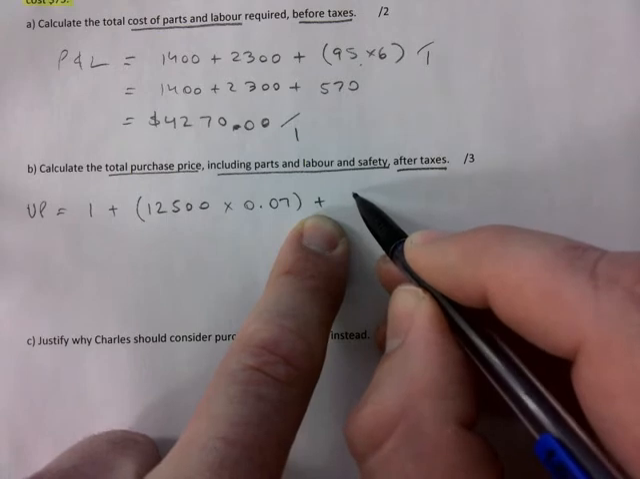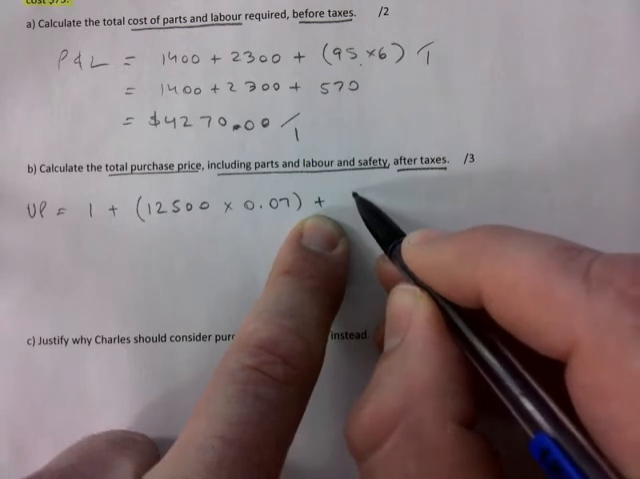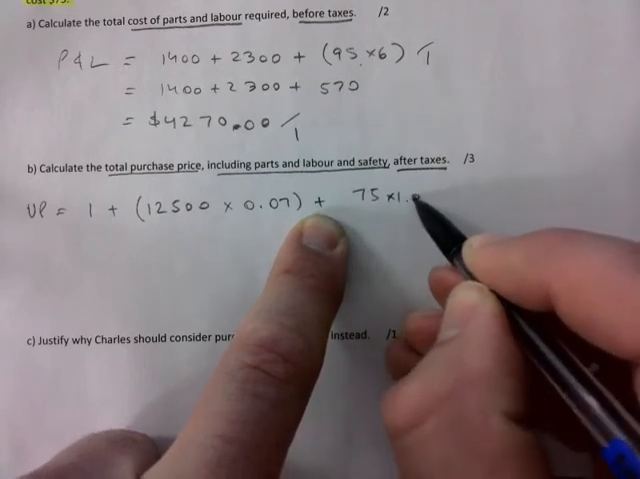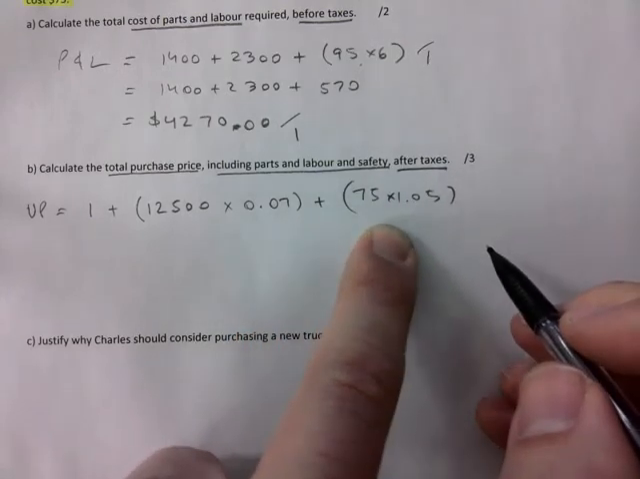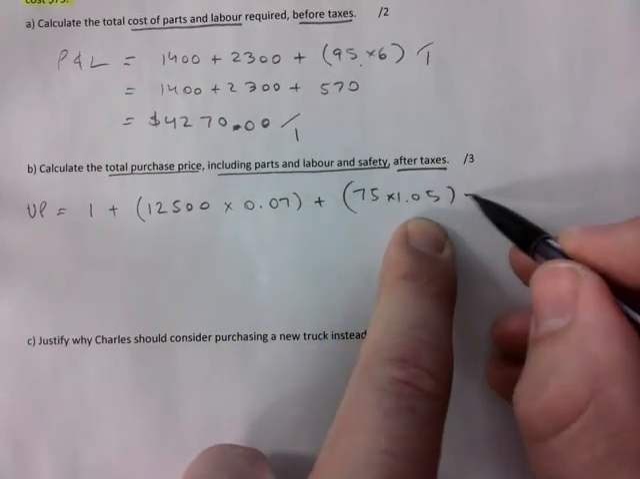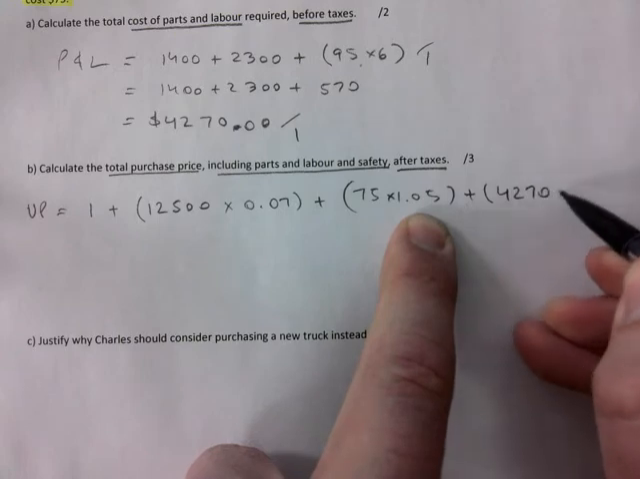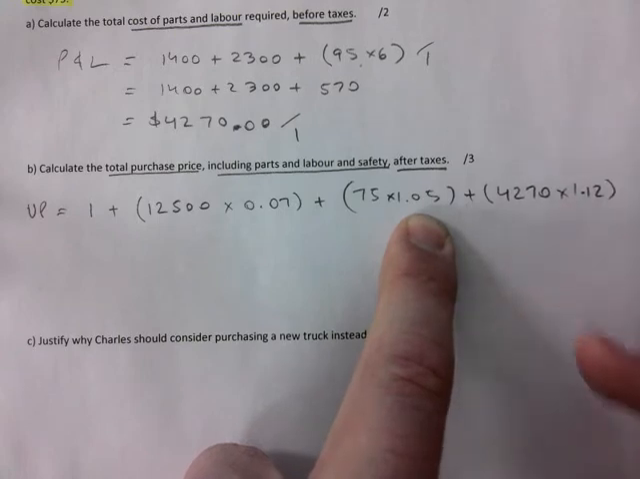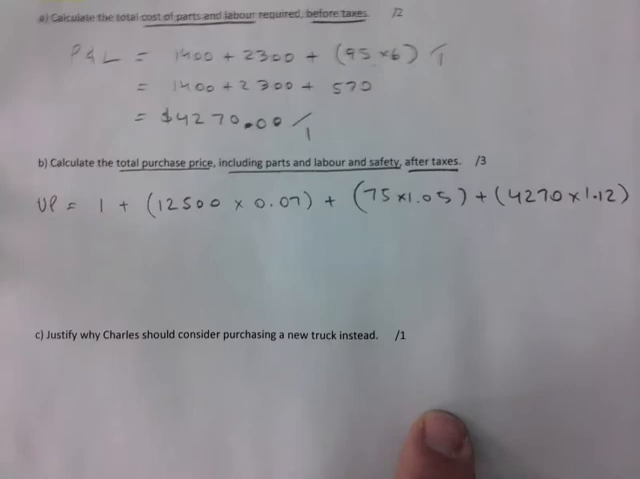I think I do safety first, right? It doesn't matter, but that's how you would add GST to the safety. 4270 times 1.12, because parts and labor would be taxed 12%.